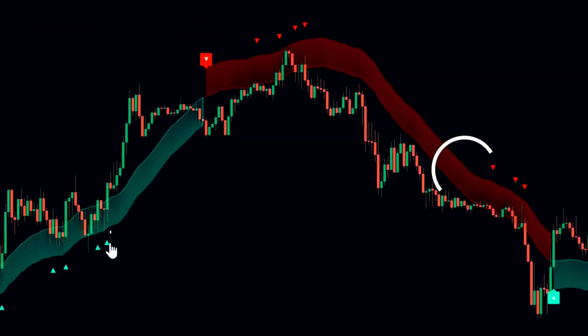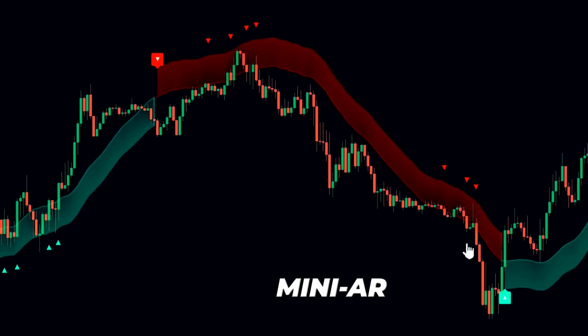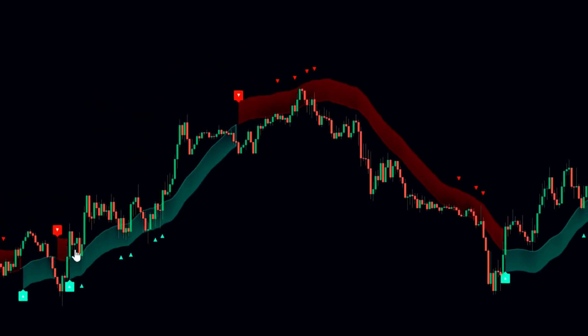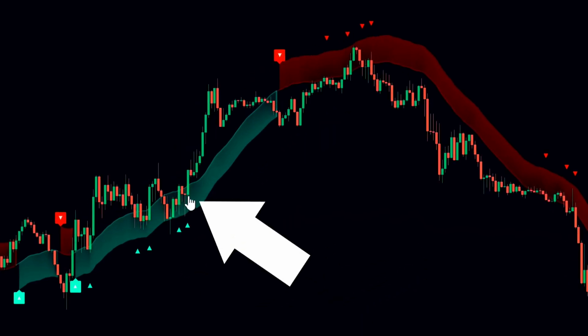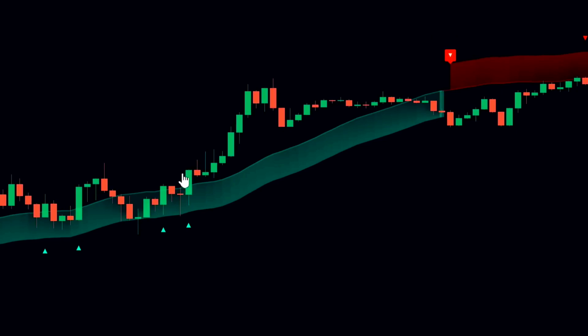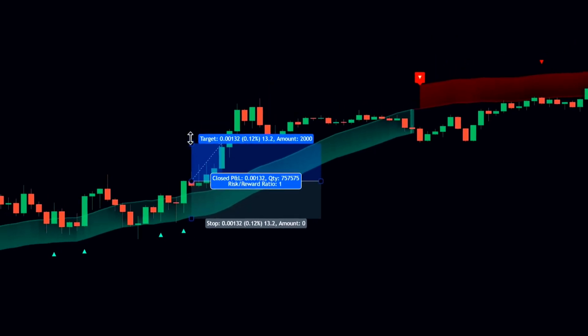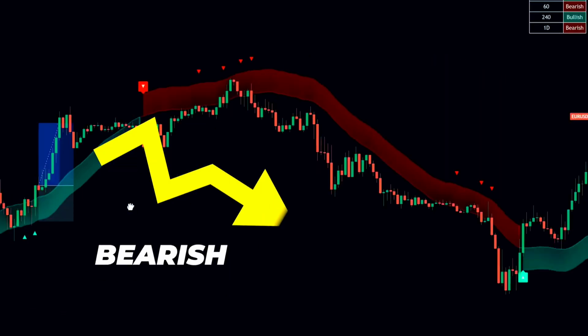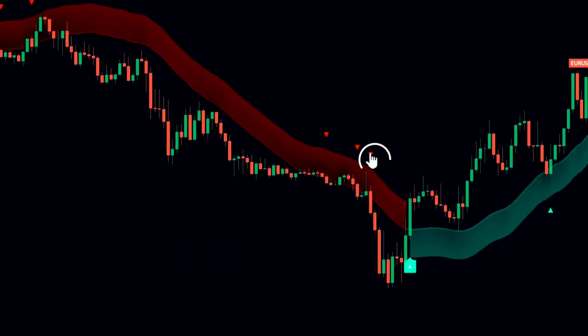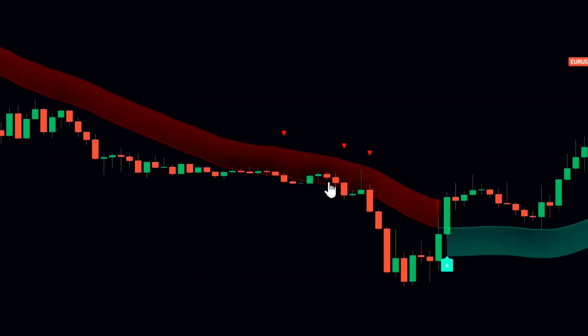Many arrows along the trend ribbon appear during market retracements. For instance, in a bullish trend, when the price retraces into the trend ribbon and then closes above it, a green mini arrow is printed, signaling a potential long entry. Similarly, in a bearish trend, a red mini arrow appears during pullback, signaling a short entry opportunity.